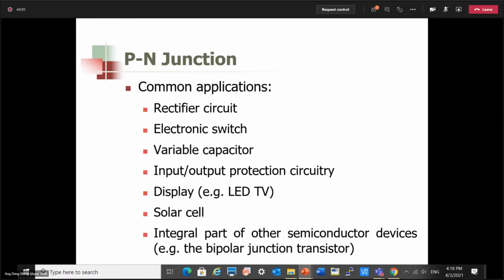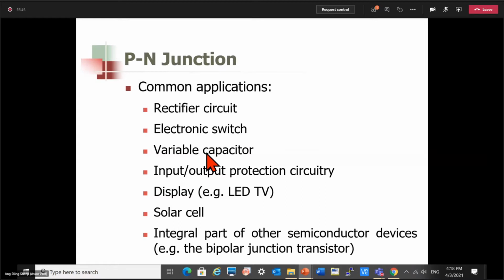Now, before I touch on the physics, I just want to tell you some common applications of the PN junction diode. I've listed some down here, but this is just a small fraction of it. There are many applications that you can find for the PN junction diode. So I will just run through some examples here, like the rectifier circuit, the electronic switch, variable capacitor.